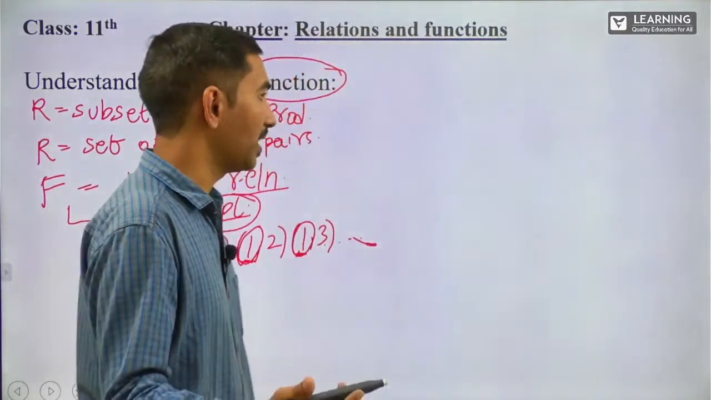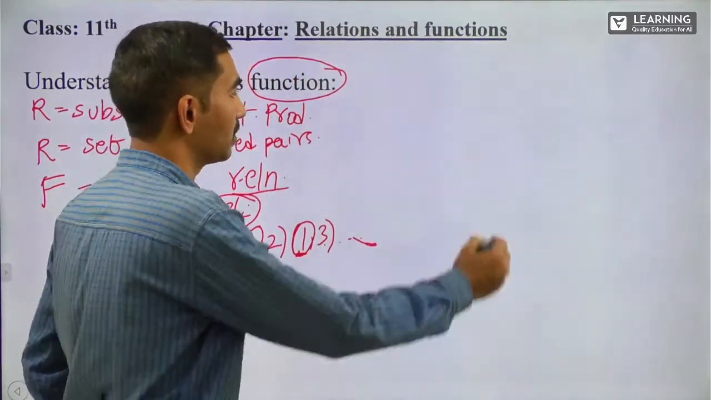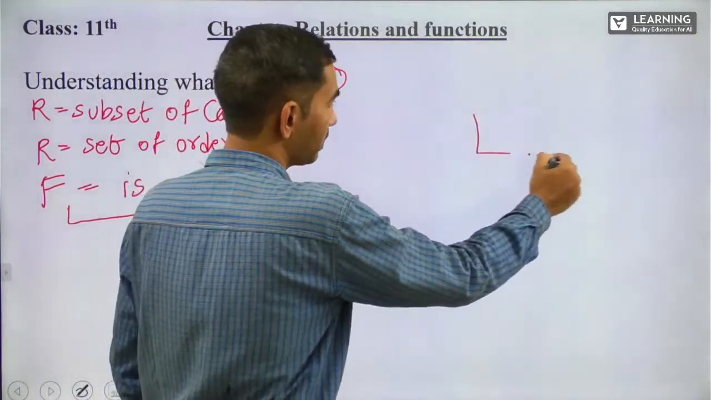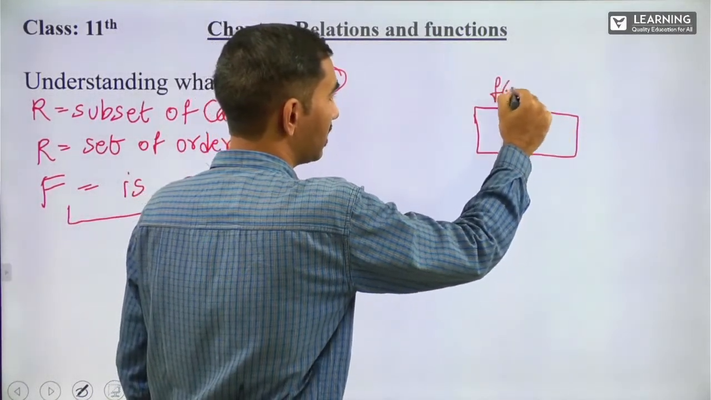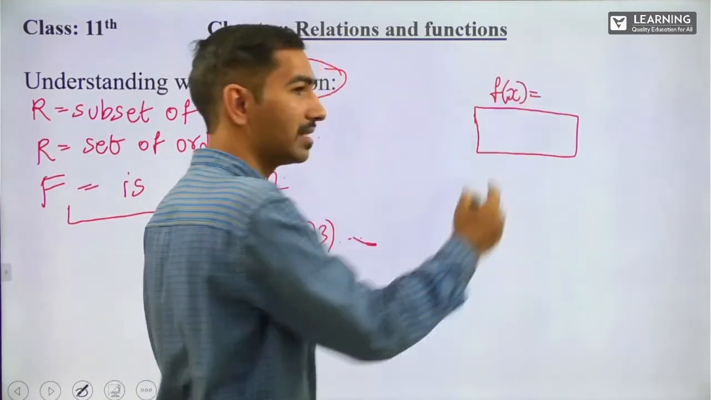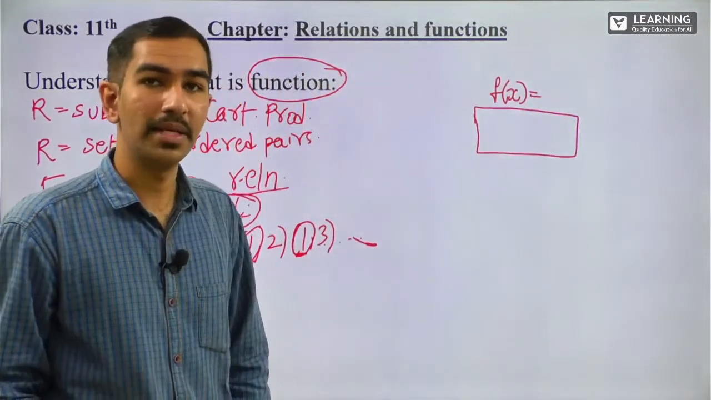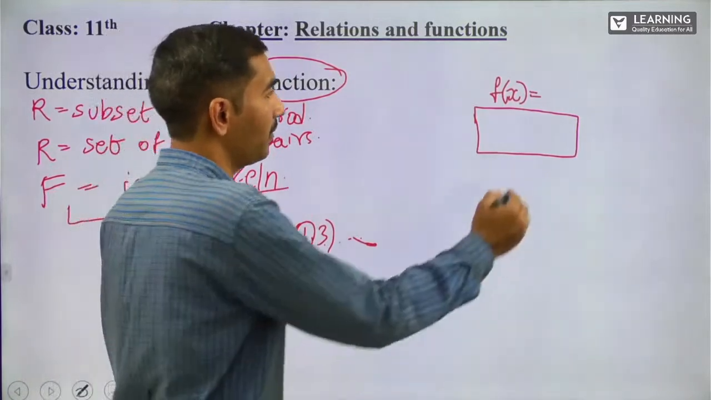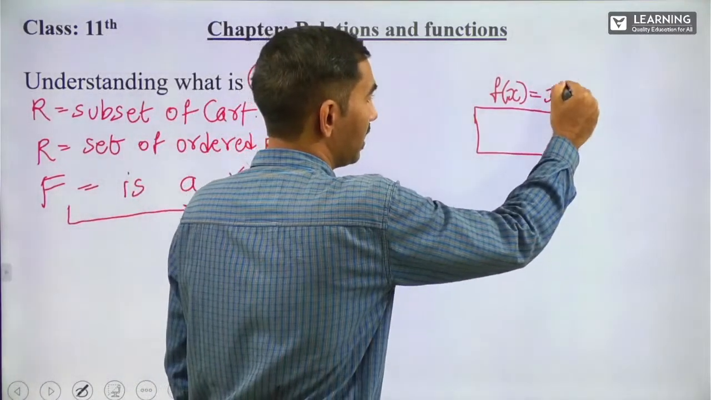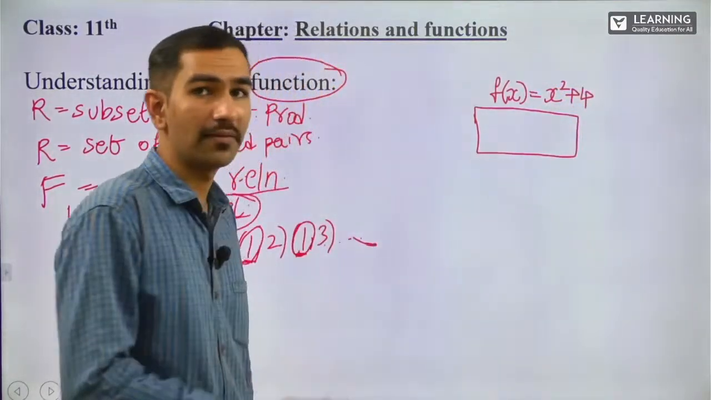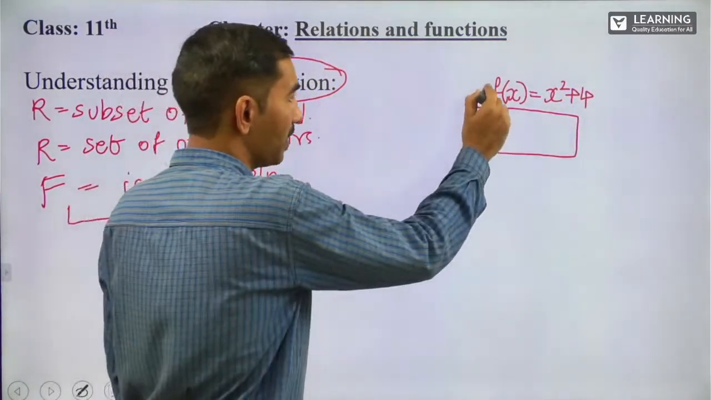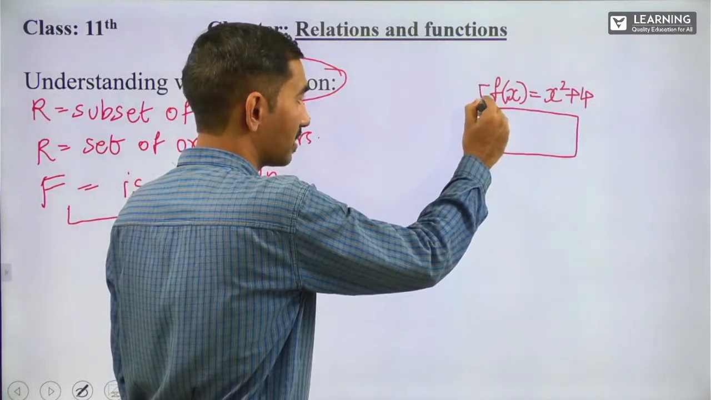So function, you can understand it something like this, students. We'll have a box here. This box is nothing but the function, that is f of x. Let us define what is f of x. F of x can be anything. So here let us take f of x is equal to x square plus 4. So this is f of x, and this f of x is inside this box.